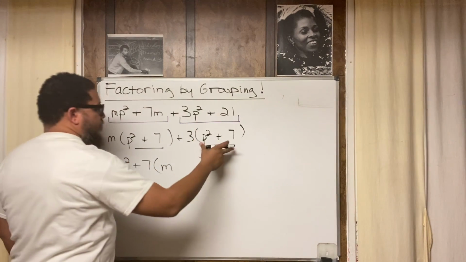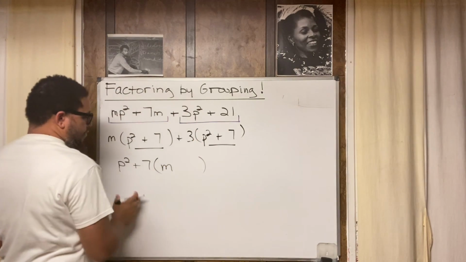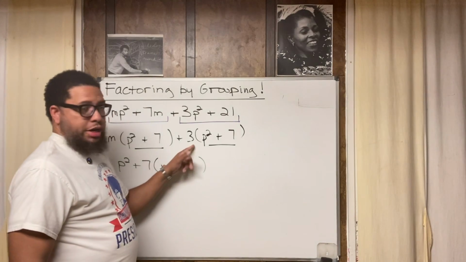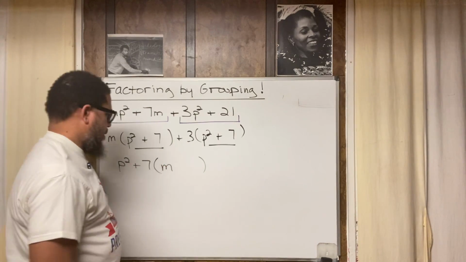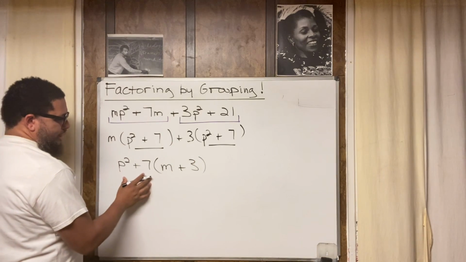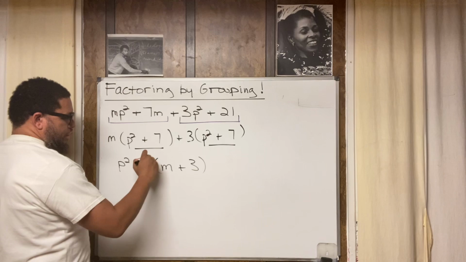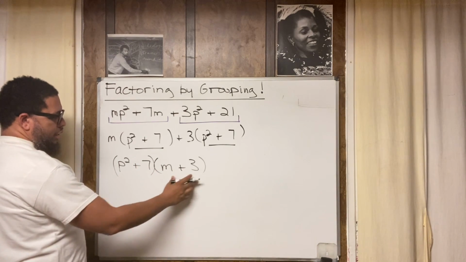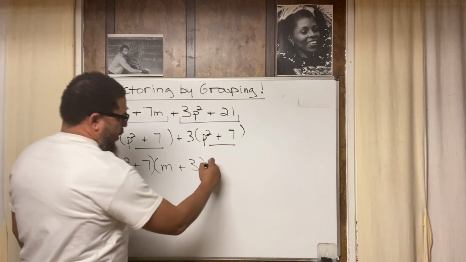Then you do the same thing over here. You're going to have p squared plus 7 divided by the p squared plus 7. That's 1 again. So then you're going to have the 3 that was there times the 1, right? So you're going to have m plus 3. Now, you don't write this like this. What you're going to do is put it in parentheses. So you got p squared plus 7 times the quantity m plus 3. This is the final answer.